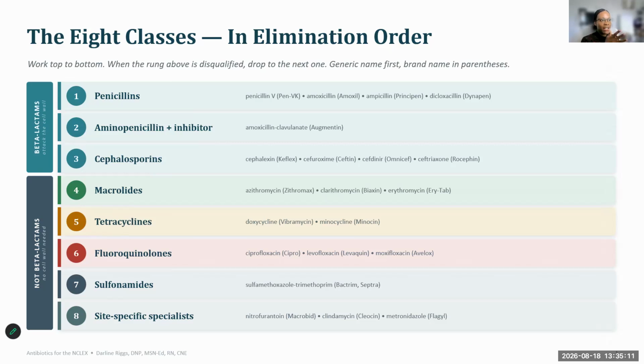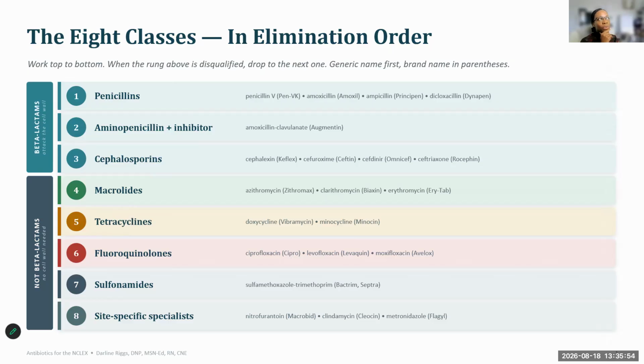If you're not using the PowerPoint to look this up, I have a PowerPoint up here that separates the beta-lactams, which are the penicillins, the aminopenicillins and inhibitor, which you better know as Augmentin, and the cephalosporin. So those top 3, penicillin, Augmentin, cephalosporin, are what we call the beta-lactams. Why? Because they attack the cell wall, okay? And then number 4, 5, 6, 7, and 8 are your macrolides, tetracycline, fluoroquinolones, sulfonamides, and some site-specific specialist drugs that don't really have their own category.